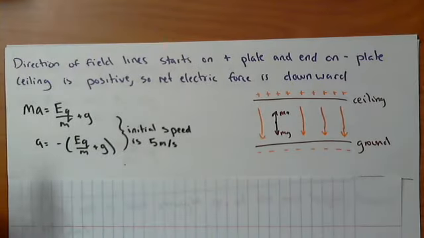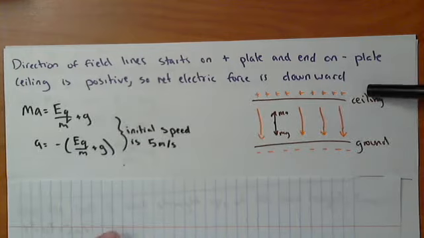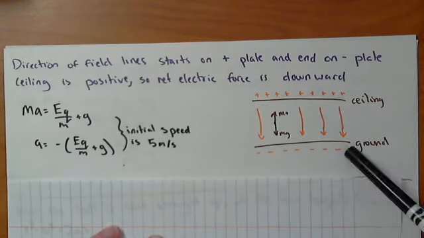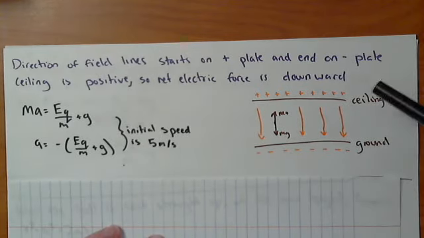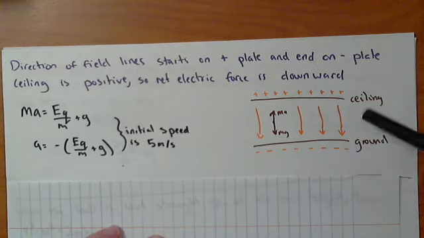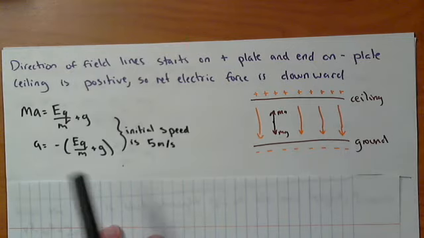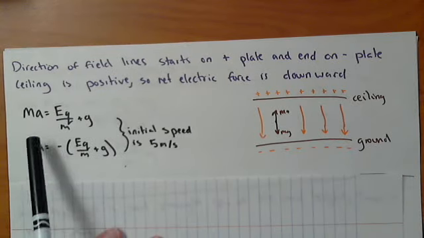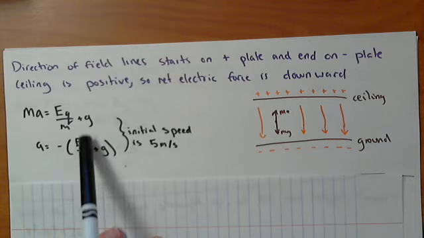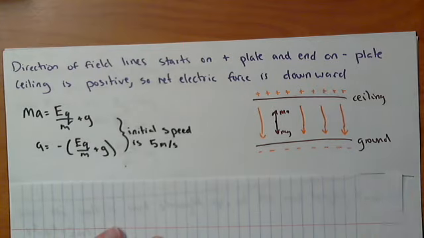So the direction of the field lines start on the positive plate and end on the negative plate. You can see here that they go down. Since the ceiling is positive, the net electric force is downward. And so we have the equation right here that we can use to find the initial speed. And once you plug everything in, you get 5 meters per second.